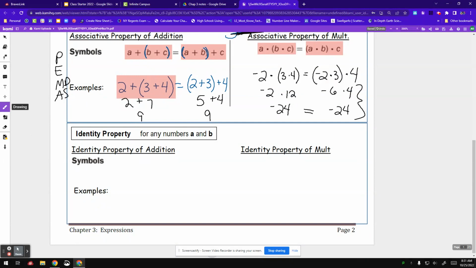All right, the identity property. I think of identity as who I am. I am me. I am me no matter what clothes I wear. I am me no matter how I do my hair. I am me at my house. I am me at school. Your identity is who you are.